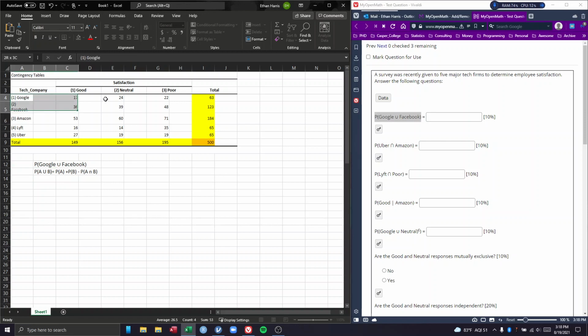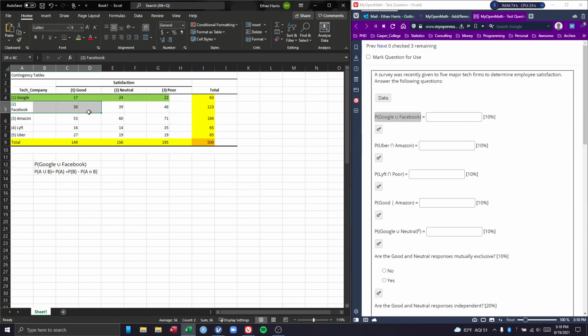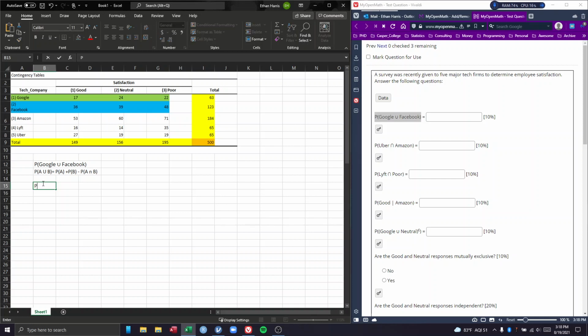So let's highlight Google. Let's make it green or something. Let's take Facebook, and we will highlight it as blue. So the first thing that we're going to want is the probability of Facebook and the probability of Google and the probability of their intersection.